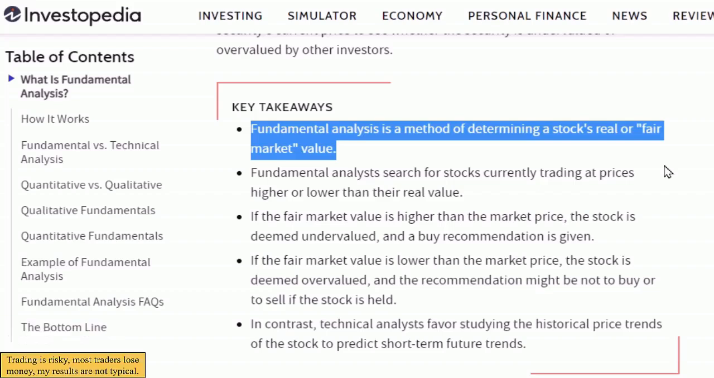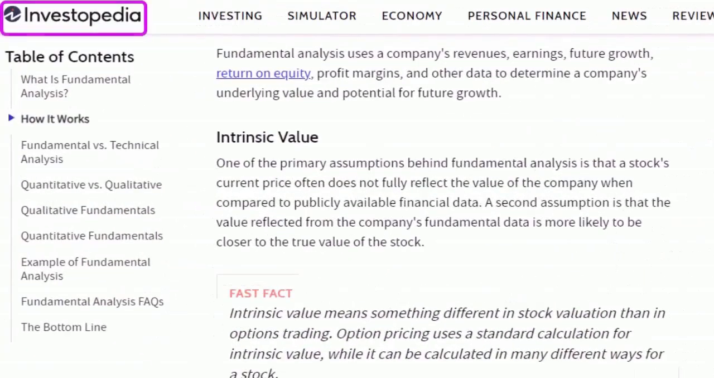So fundamental analysis is a method of determining a stock's real or fair value. This appeals to people who are very analytical, who are very logical. So certain things that people would look at are a company's revenues, makes sense. How much money are they bringing in? And then the earnings from those revenues, the potential for future growth, makes sense. The return on equity, again, very logical. Profit margins, sounds reasonable. And then, other data. We could go on and on and on, but you get the idea. We're looking at the company.